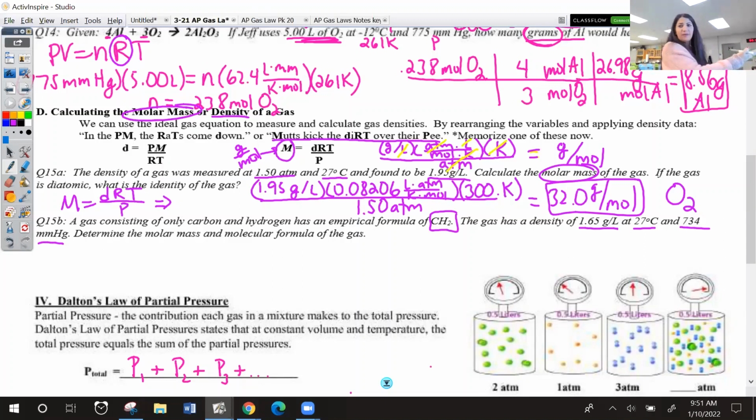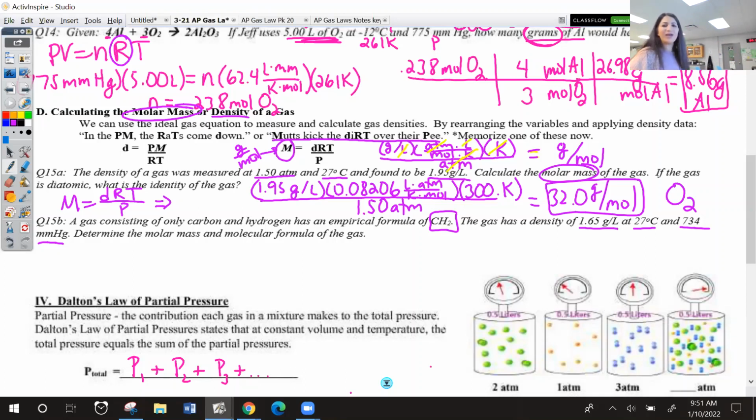If we add that up, carbon's 12 and each hydrogen is 1.001, but let's just say that it's around 14, right? So we kind of know around what it might be, but because that's the empirical formula, it might be times two, it might be times three. We're not going to do it that way. What we're going to do is use the information to calculate the molecular weight.